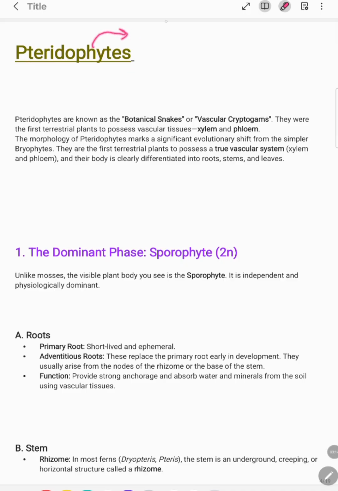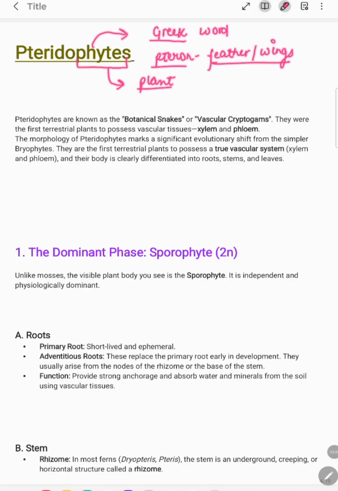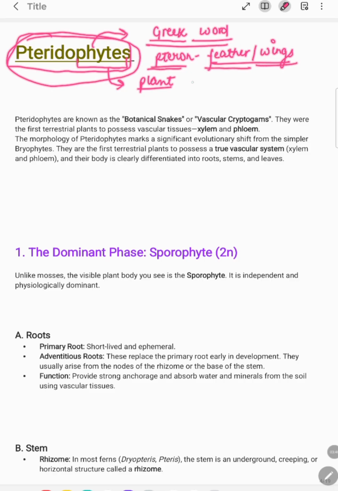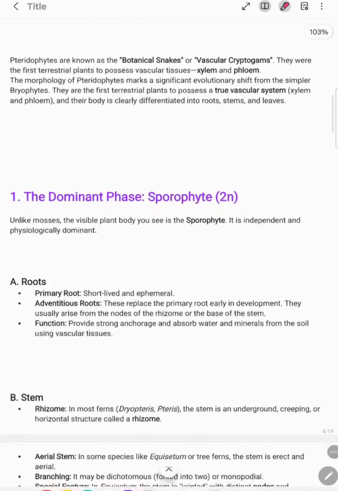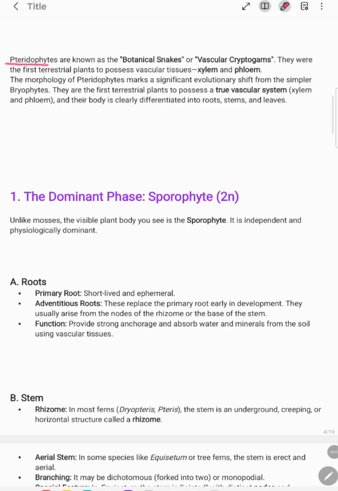See here, the word pteridophytes is derived from a Greek word where pteron means the feather, or you can say wings, and phytes, as usual, refers to plants. So the entire word has been derived from a Greek word where pteron means the feather or the wings and phytes refer to the plants. Now we are going to understand the characteristics of the pteridophyte plant.